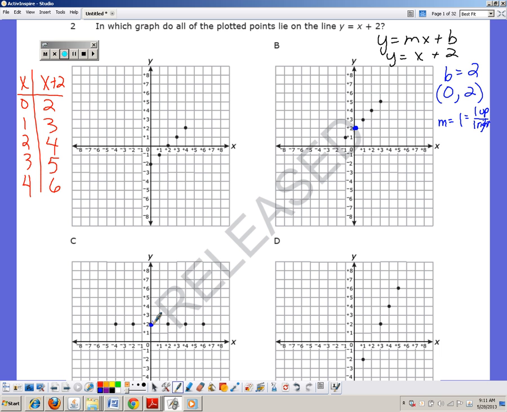So you go 1 up and 1 to the right. 1 up and 1 to the right. As you can see, B is the only graph that plots at 1 up and 1 to the right every single time. So the answer is B. It does not matter which way you choose to do it, both will give you the right answer.